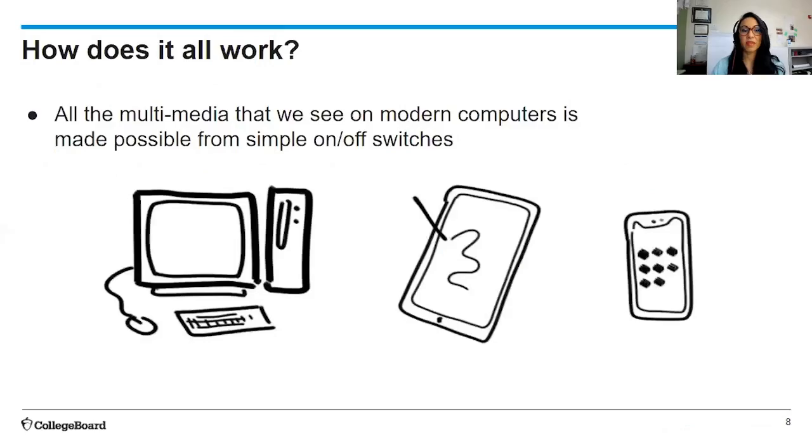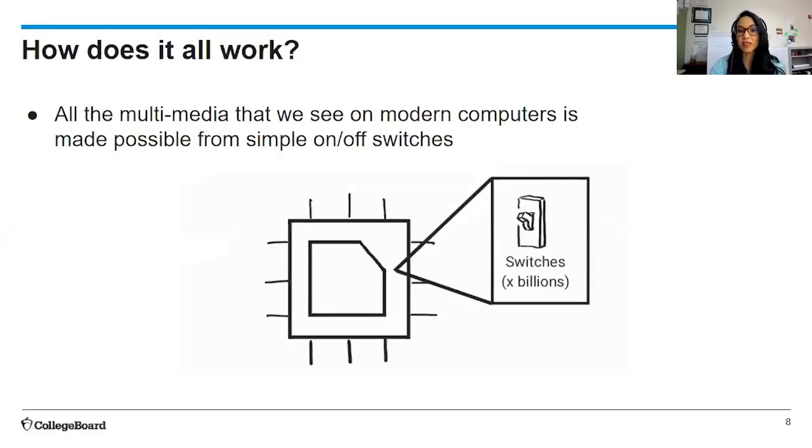So let's get started. We've all seen computers, whether it's an actual computer, a tablet, or a smartphone. We've all seen them do crazy, miraculous things, with pictures, graphics, sounds, you name it. You might think that displaying text on your screen or creating a picture or video is really complicated. In reality, it's actually not. In fact, all the wonderful multimedia stuff that we see on modern computers is made possible from simple on-off switches, millions of them, but really nothing more complicated than a switch.